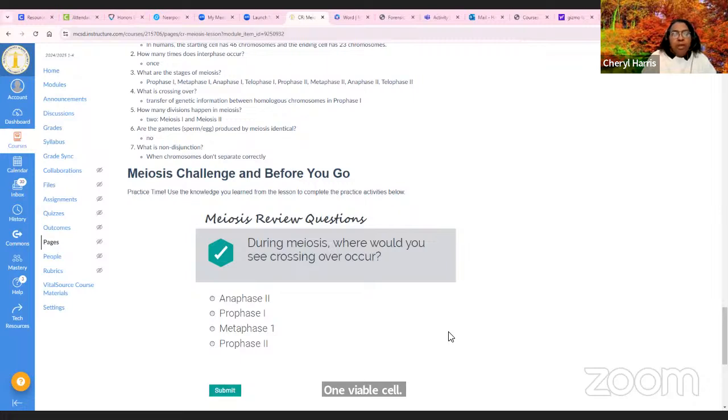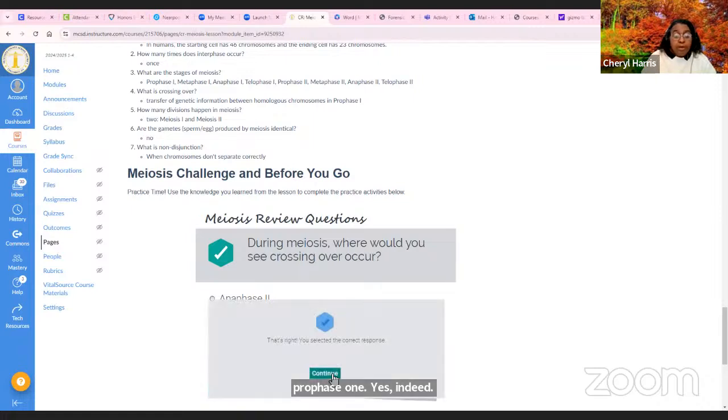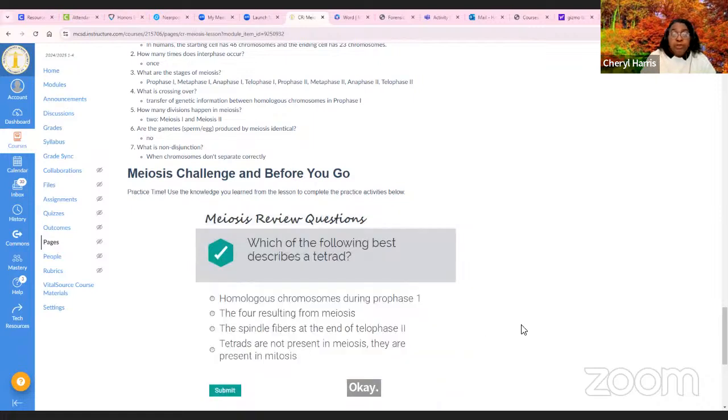All right, during meiosis, where do you see the crossing over? Prophase 1, yes indeed. Okay. All right, not prophase 2. So in prophase 2, they're still going to be replicating, reducing and organizing like the other prophase.